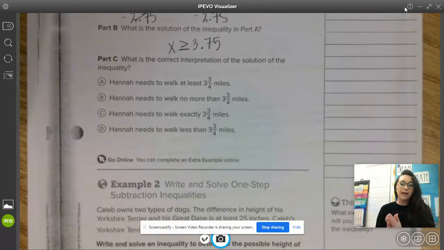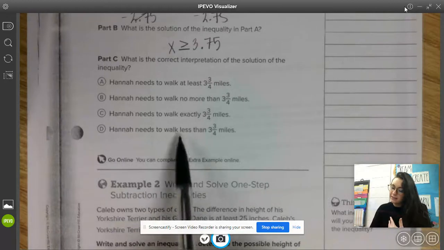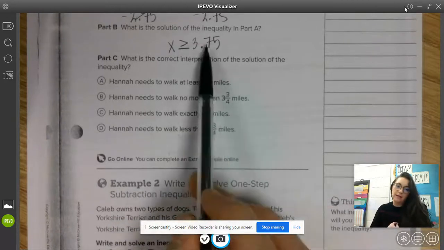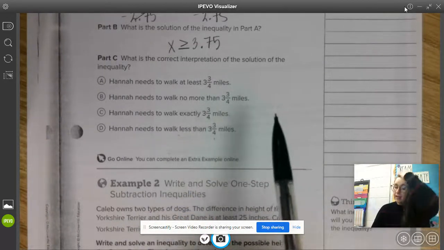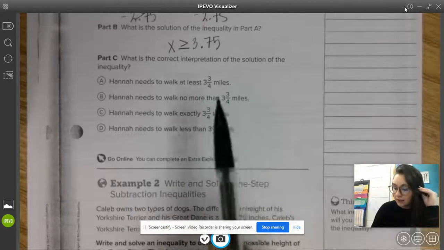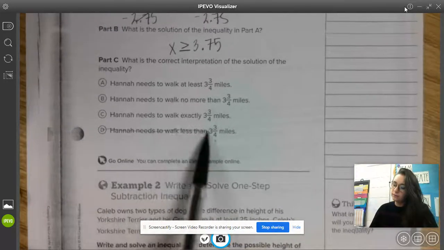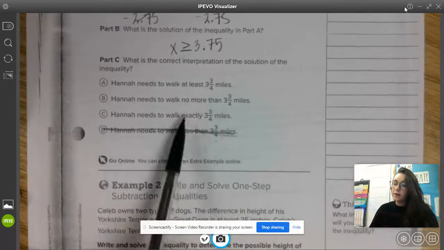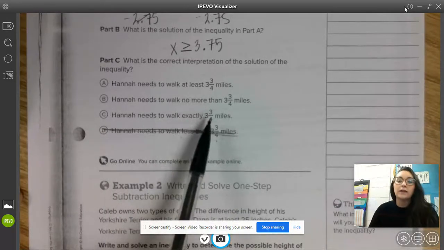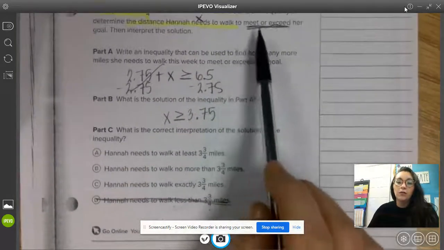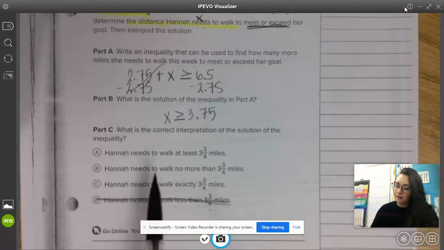And then down here at part C, I'm going to walk you through all of the wrong answers first. So if Hannah walks less than 3 3/4 miles, and that's the same thing as 3.75, if she walks less, she's not going to meet her goal. If she walks exactly 3 3/4 miles, she would meet her goal, but she would not exceed her goal.